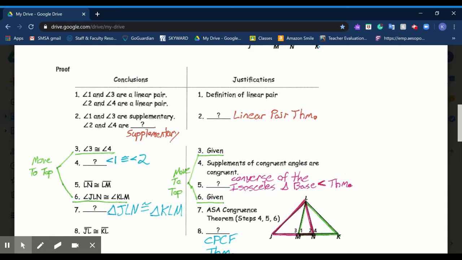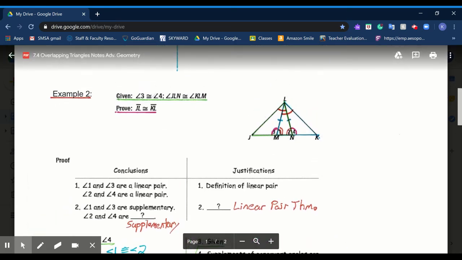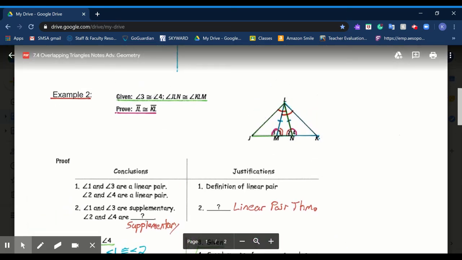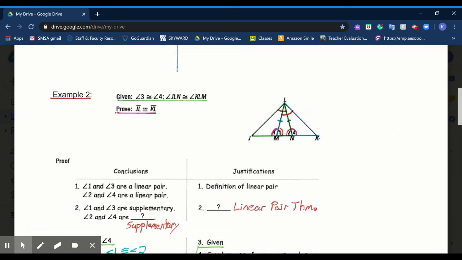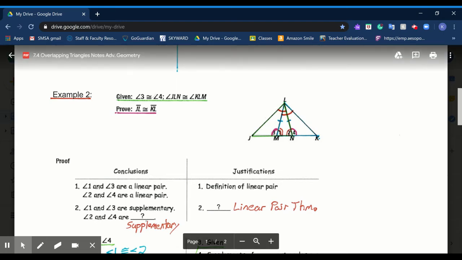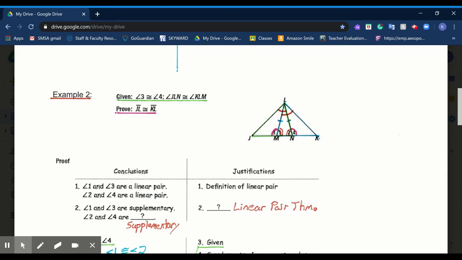So again, what we want to think about is looking at this prove. We have segment JL and segment KL. So JL and KL are these outer segments. Eventually I know I will need to use triangles that involve these outer segments. From there, I'm still not sure, so I need to dive deeper into my information.